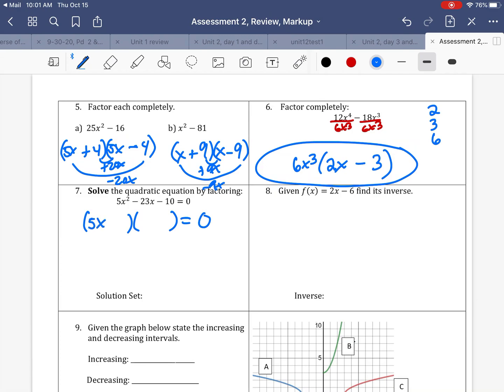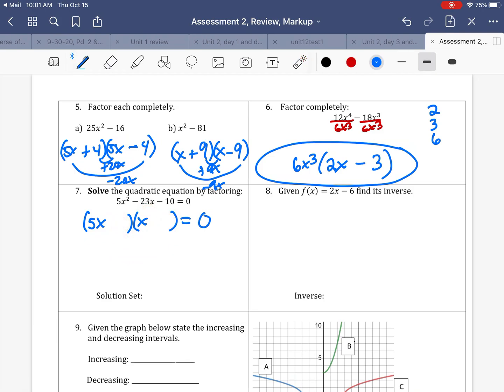So I put 5x and x. What makes 10? Let's see, I could use 10 and 1 or 5 and 2. I think I'm going to try 5 and 2. Now remember, if I'm going to use 5 and 2, I can't put the 5 here because 5 goes into 5. So if I'm going to use 5 and 2, I'd put the 5 here and the 2 there. Let's check that out. It's 25x. This is 2x. Yeah, I got my 23.